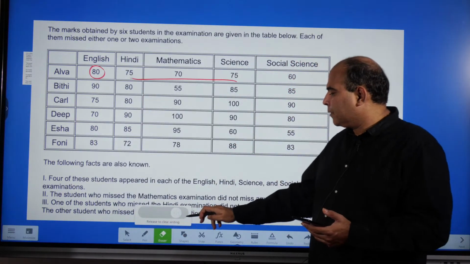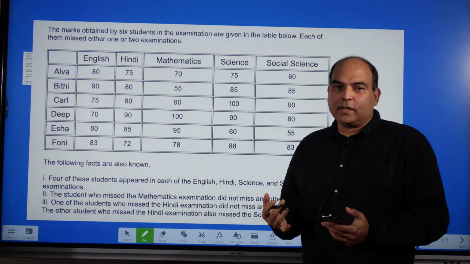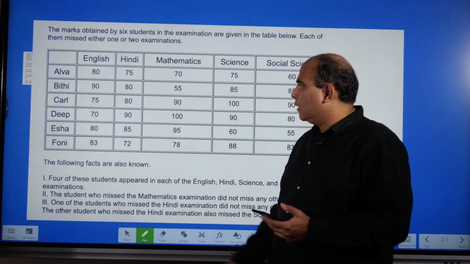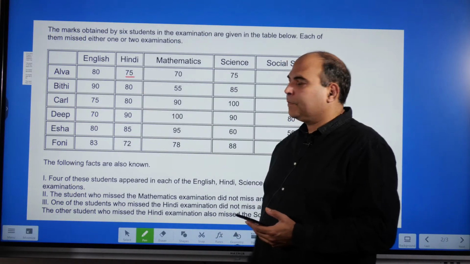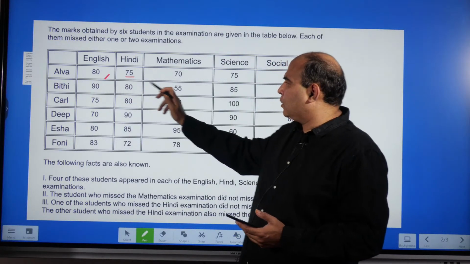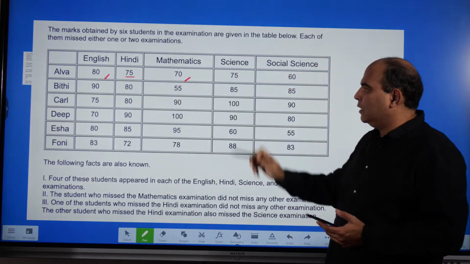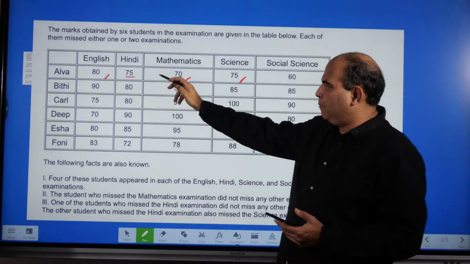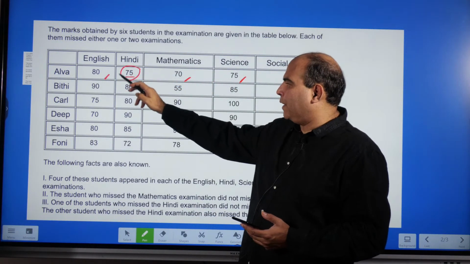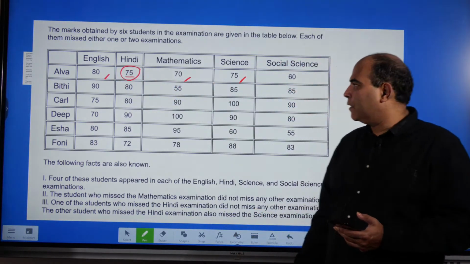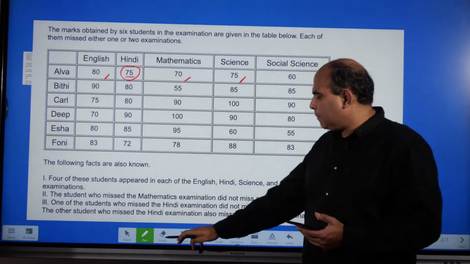So one thing you realize immediately is that the top score cannot be the 1 exam missed. Can ALVA miss the Hindi exam? The answer is yes, because if ALVA misses the Hindi exam, her top 3 scores are English, Maths, 80, 70 and 75. So her missed score will also be 75, because the average of 80, 70 and 75 is 75 itself. Can ALVA miss the Maths exam?